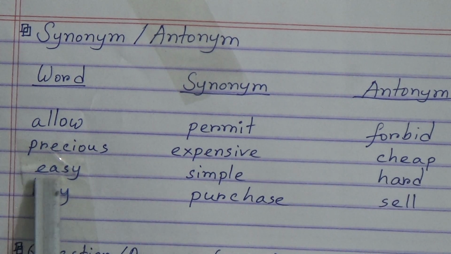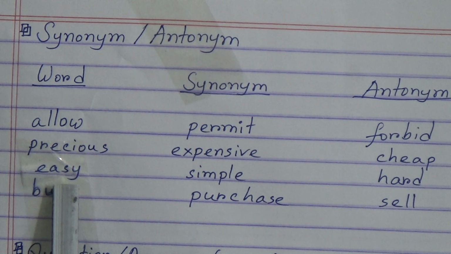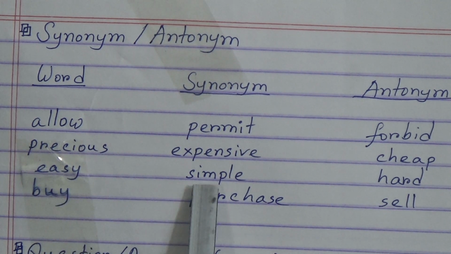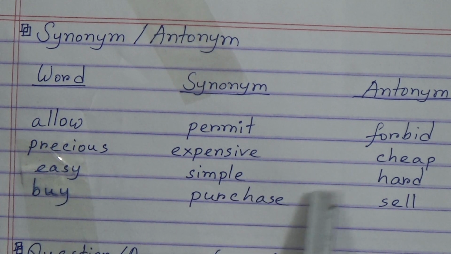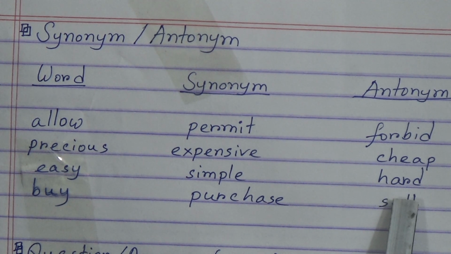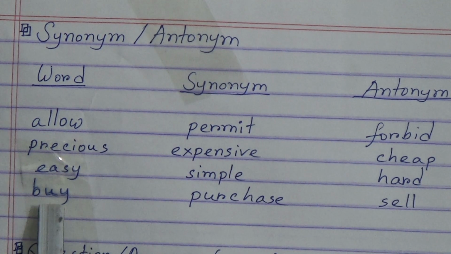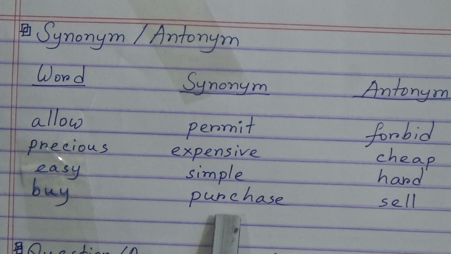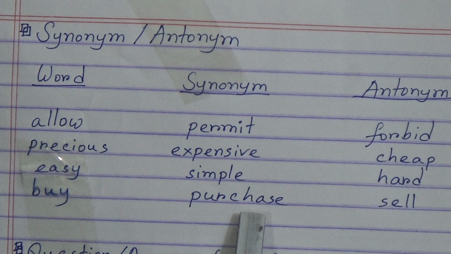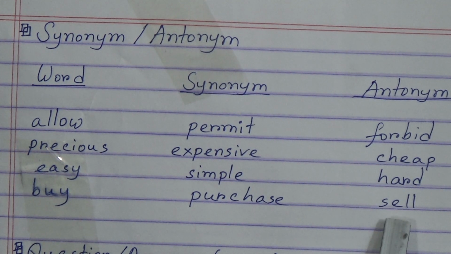Our third word is easy. Synonym for easy is simple and antonym is hard. Our fourth and last word is buy. Synonym for buy is purchase and antonym is sell.